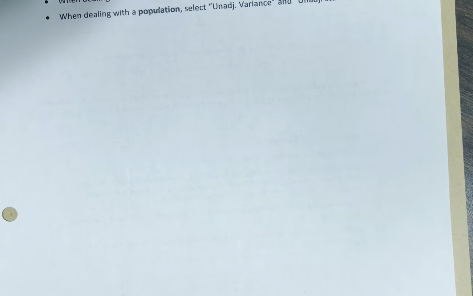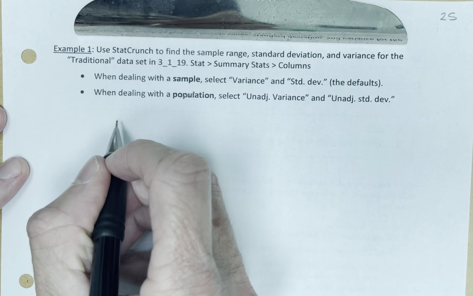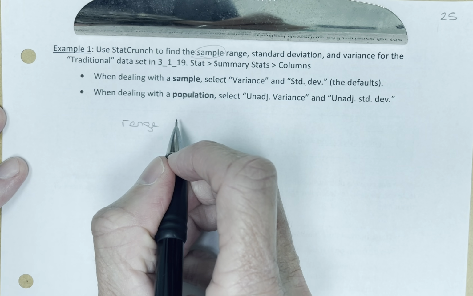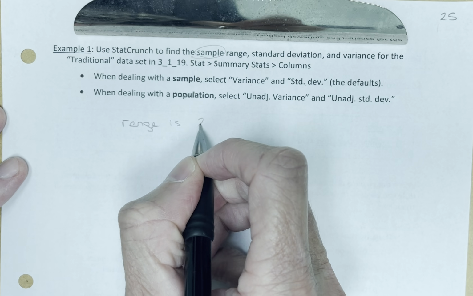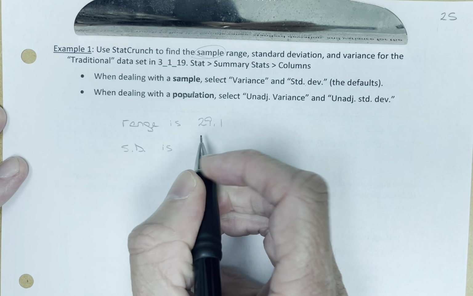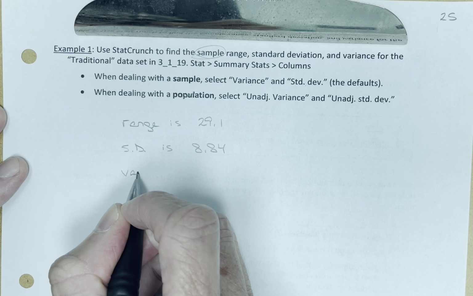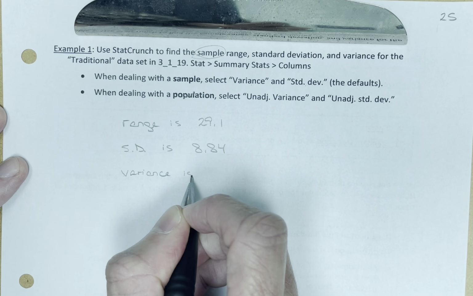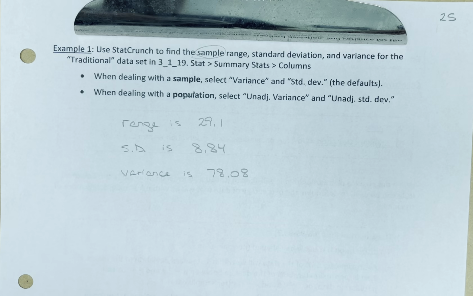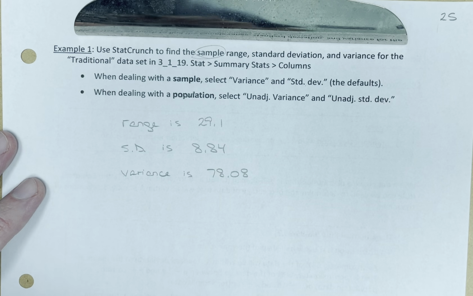So go back to our sheet because we were asked a question. Okay, the range. Well, the range for our sample, again, we talk about a sample. The range is 29.1. Our standard deviation, I tend to abbreviate that with SD, is 8.84. And our variance is 78.08. There you go. Had it said population, we'd want to take a look at the unadjusted variance and the unadjusted standard deviation.